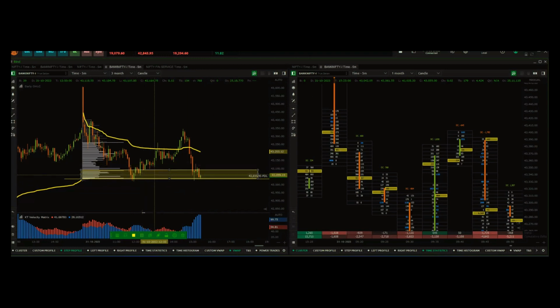So guys, is my screen not visible? Can everyone see my screen? All right.